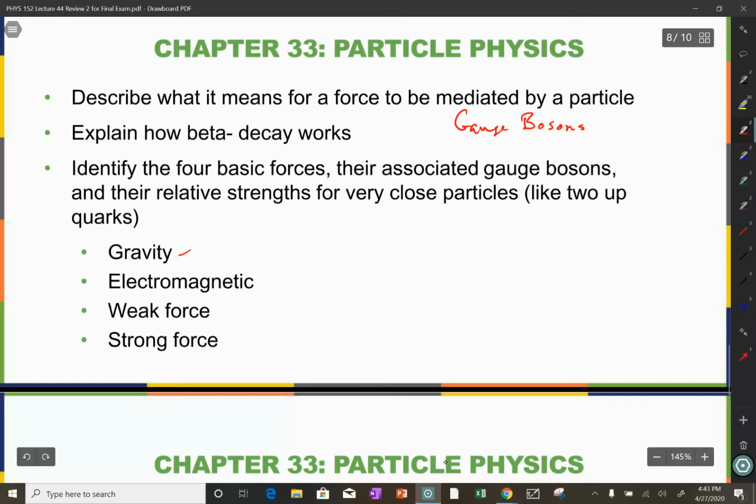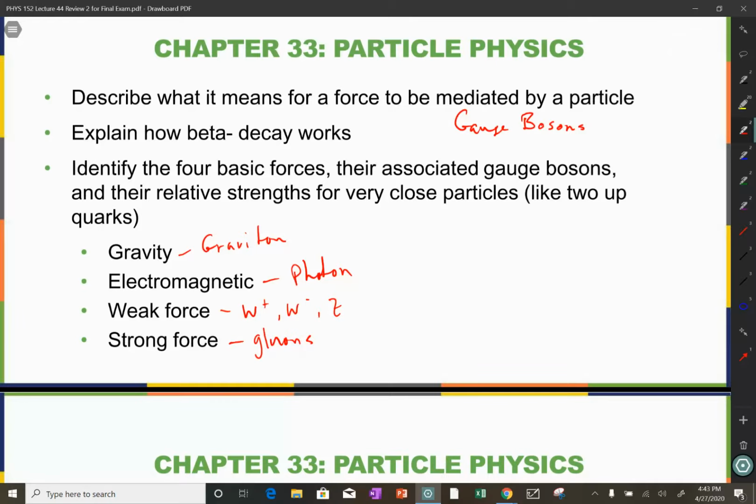Gravity has the graviton as its gauge boson. Electromagnetism has the photon as its gauge boson. The weak force has the W plus, W minus, and Z particles. And then the strong force has gluons. So each of these has its own gauge boson. Bosons means that they have spin equal to 1, 0, or minus 1, but gauge bosons all have spin equal to 1.